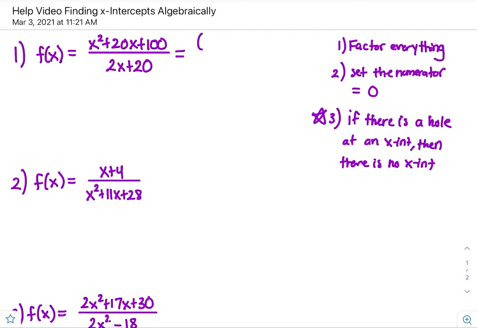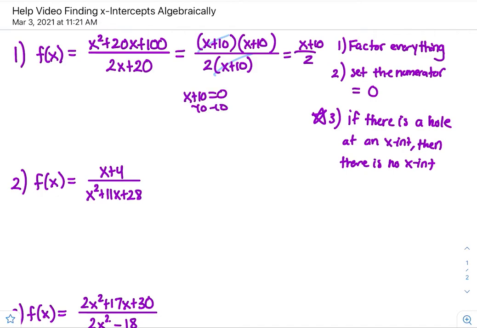In example 1, we can factor out the top with the x method. So it'd be x plus 10 times x plus 10. On the bottom, you can factor out a 2, which would be 2 times x plus 10. Now notice, we cancel those, so all we have left is x plus 10 over 2. Now we factored out everything, set the numerator equal to 0. Our numerator is x plus 10, so we set that equal to 0, and we get negative 10. So our x-intercept would be negative 10 comma 0.